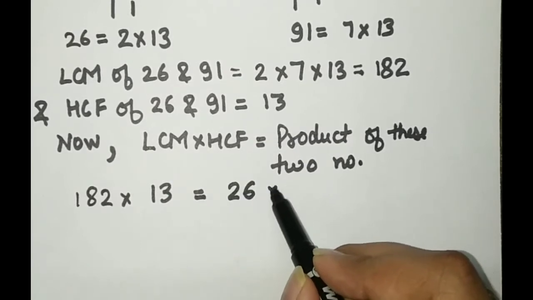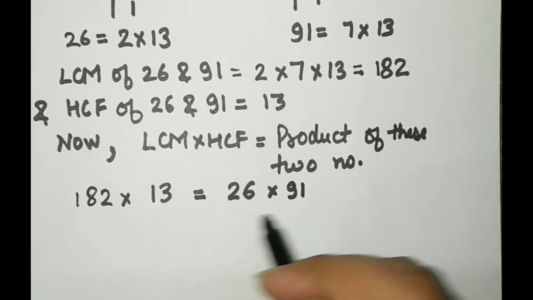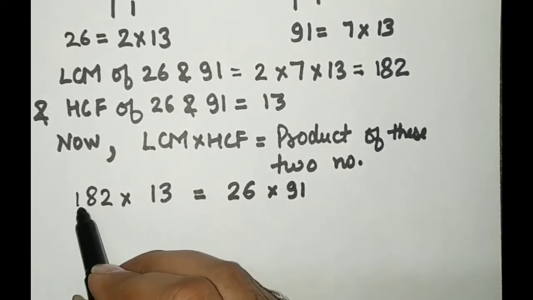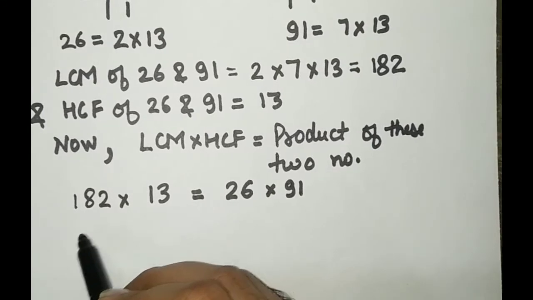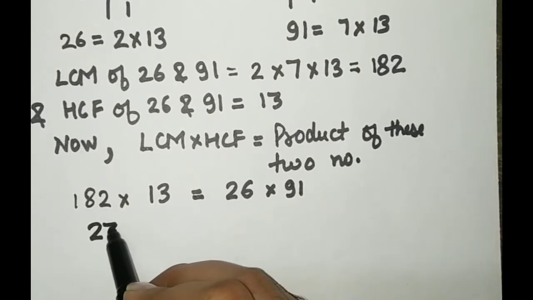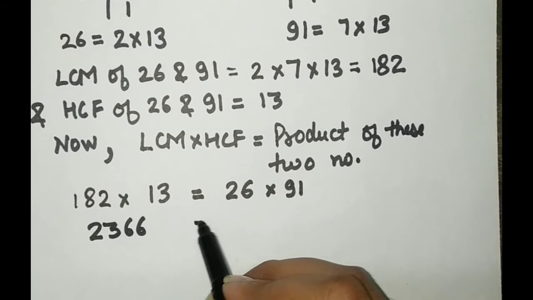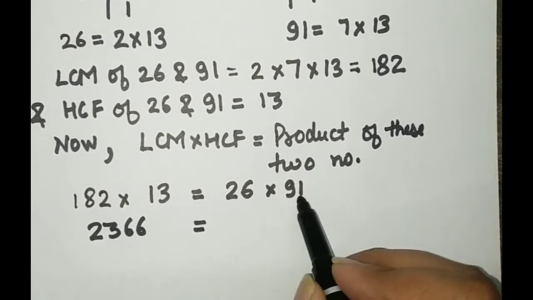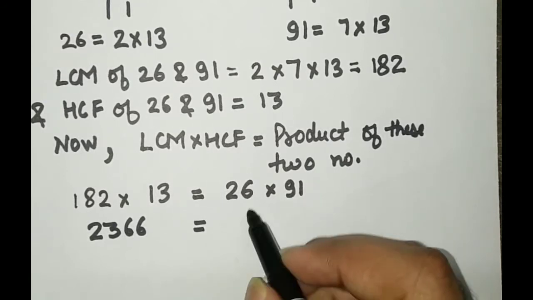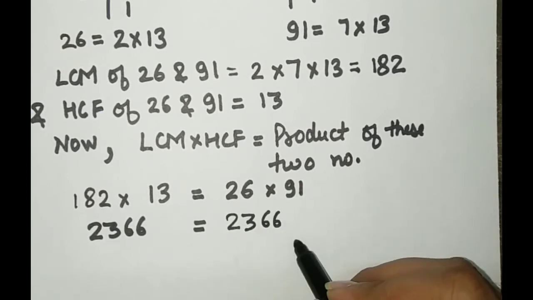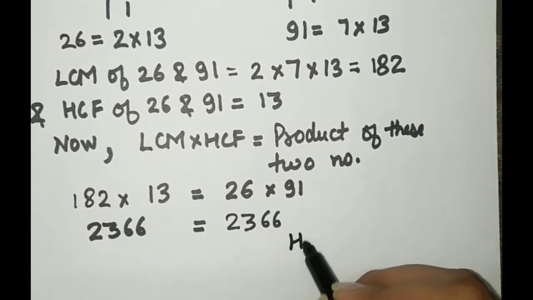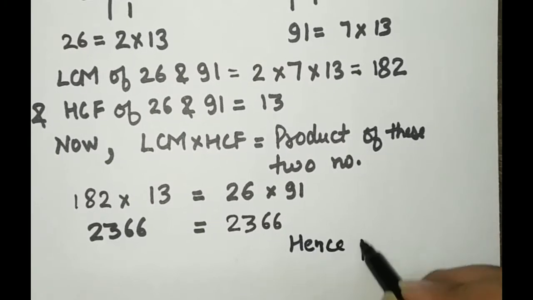Numbers are 26 and 91. By multiplying these two numbers, we will get 2366. 182 multiplied by 13 also gives 2366. Hence proved.